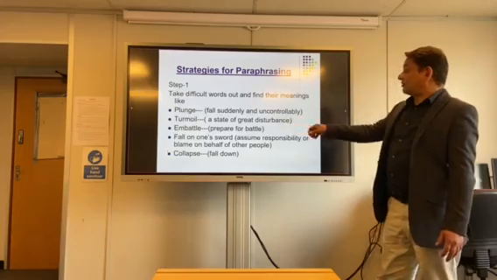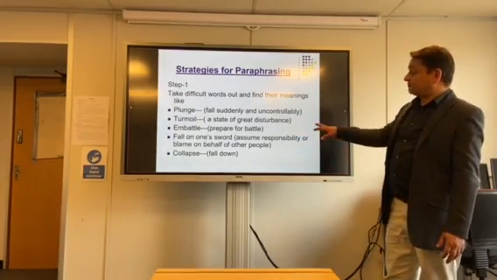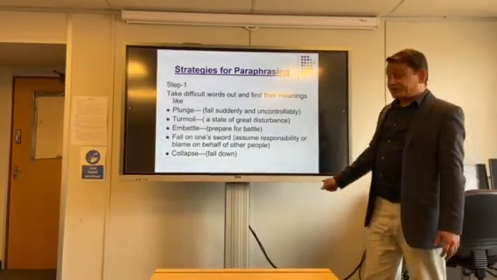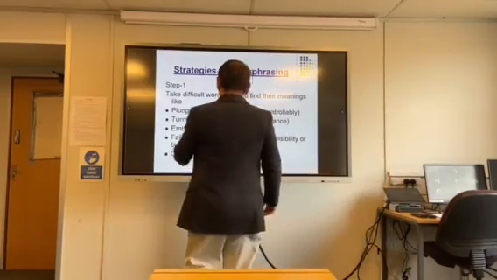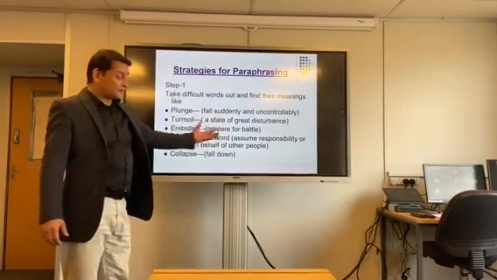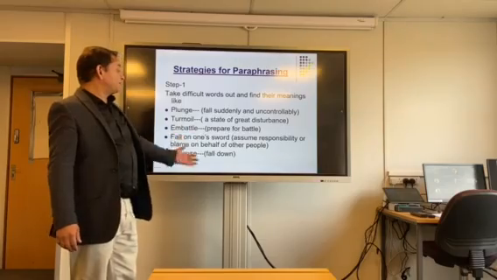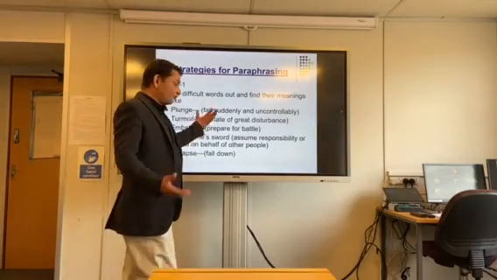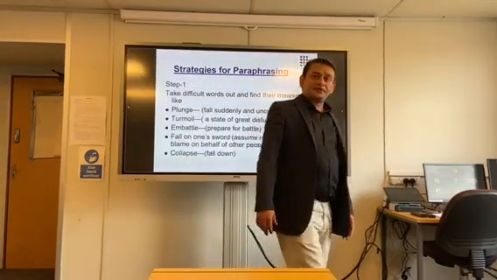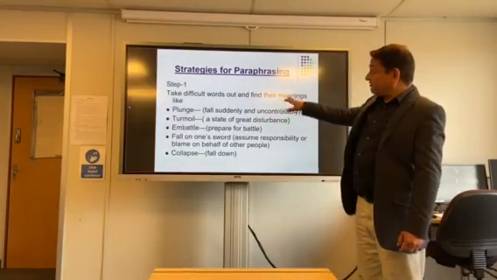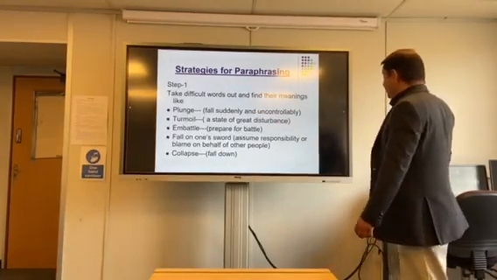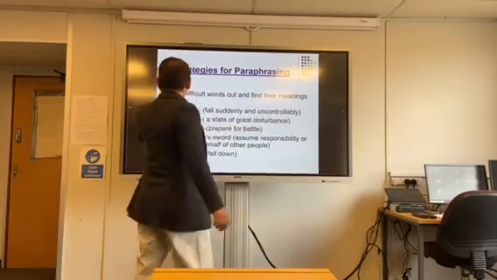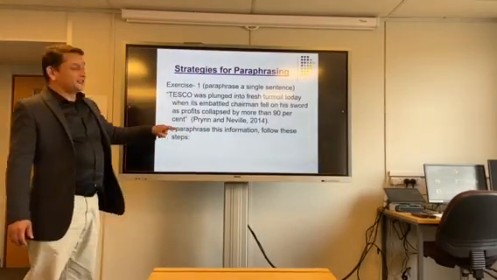Fall on one's sword: assume responsibility or blame on behalf of other people. This is an English idiom. Fall on one's sword: assume responsibility or blame on behalf of other people. Collapse: fall down, crash. So now you have understood the meaning. If I ask you, please go back and reread it.